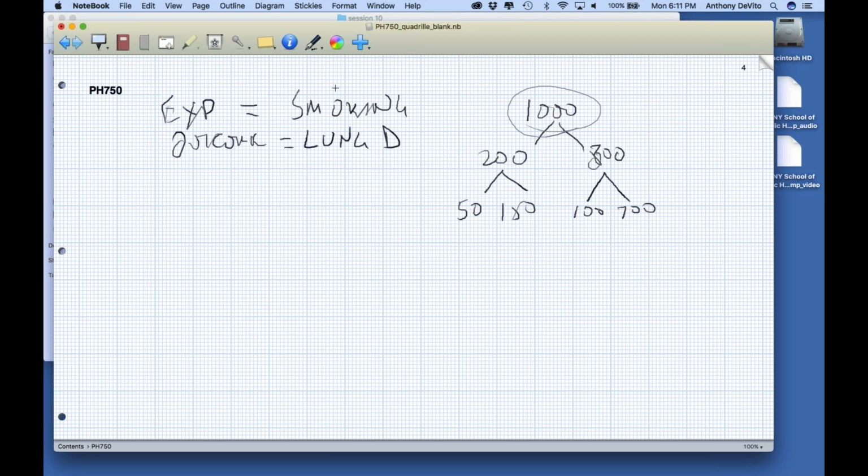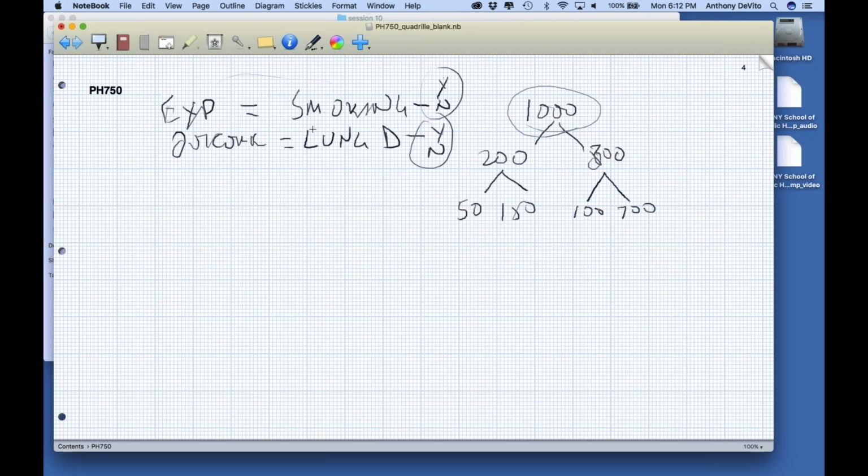Okay, so we have two categorical variables. How many values do we have for each? We have smoking, a yes and a no, and lung disease, a yes and a no. So in this case, we have two variables, each with two possible outcomes. I'm going to organize that into a table.